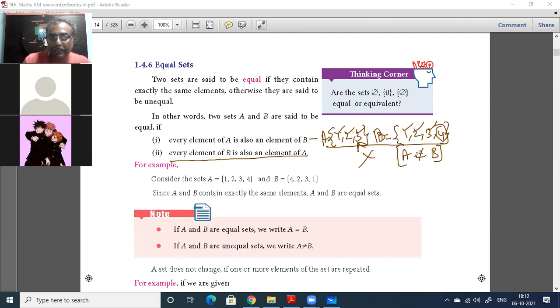Do you understand? Very important. So the definition must include both ways. You should not think that if every element in A is in B, then it is an equal set. No. Every element in B must also be in A. Both ways it must be defined. Then only it is an equal set.